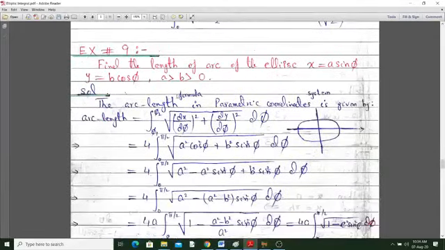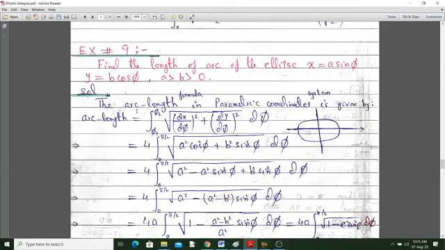And this is the next example. We have to calculate the arc length of this ellipse, and the parametric form of the ellipse is given by x is equal to a cos phi, y is equal to b sin phi. Remember, a is greater than b and b is greater than 0.